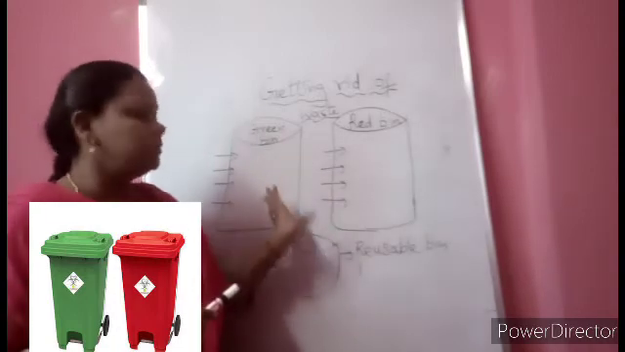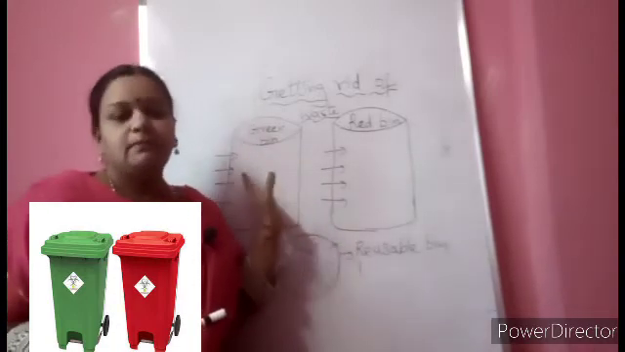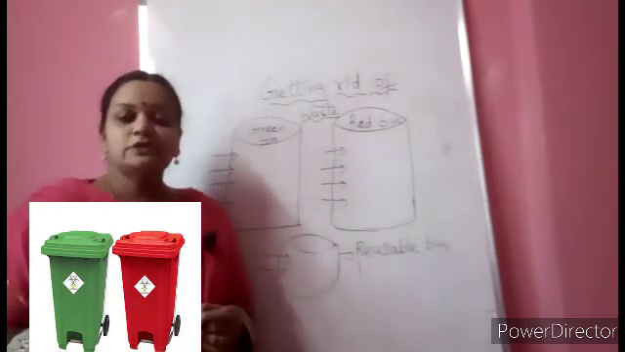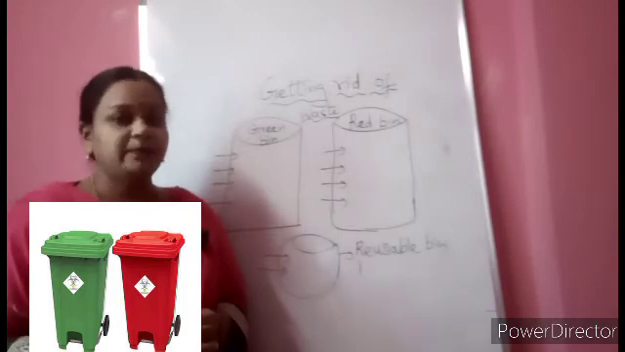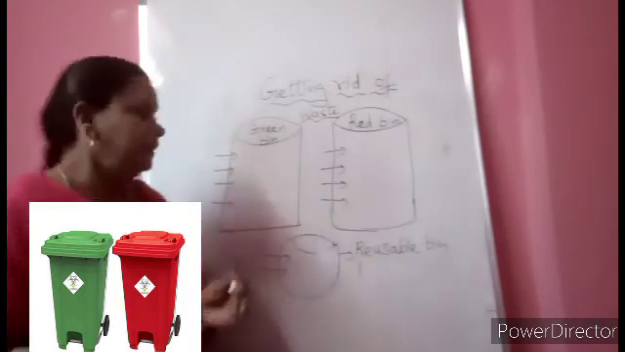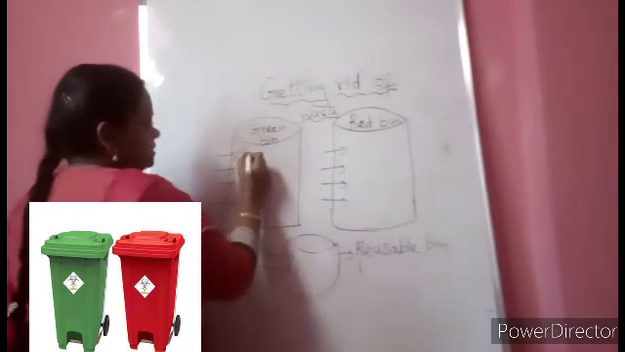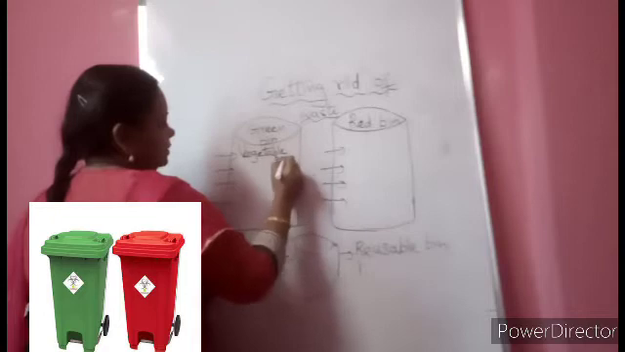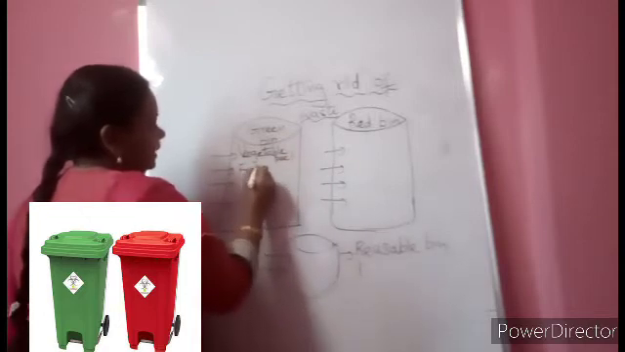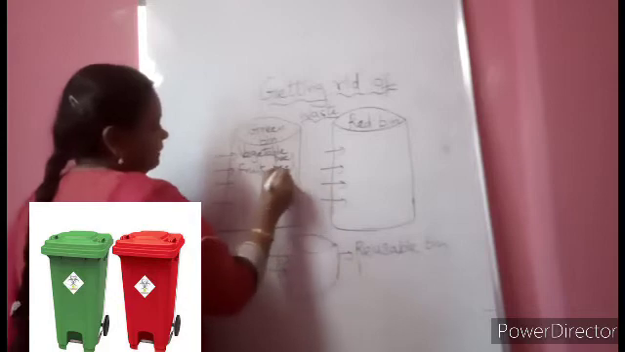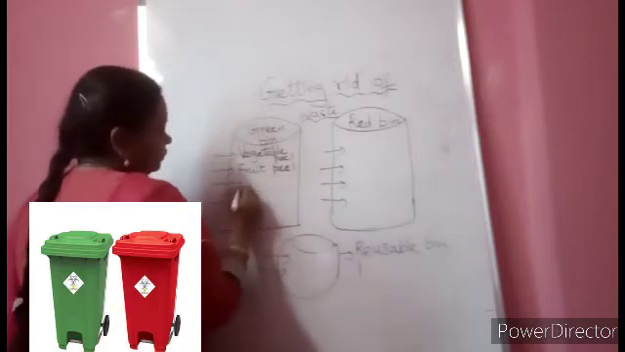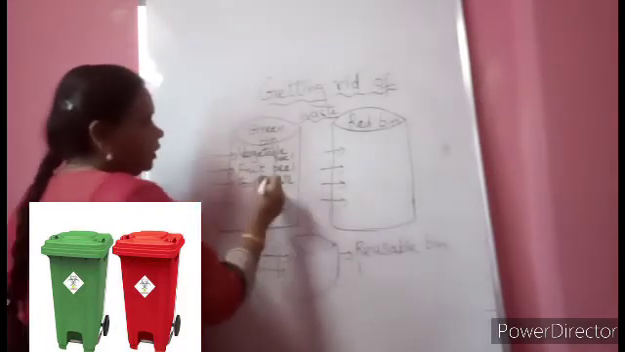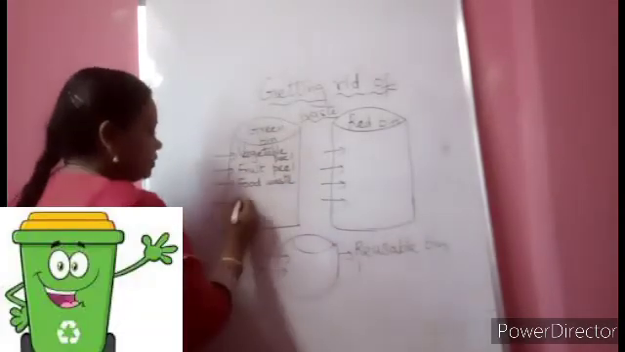So you will draw two bins and color the green bin with green and the red bin with red. The most important thing is not only coloring, we should know what should be kept in the green bin. In the green bin, the first thing is vegetable peel. Then the fruit peel. Then the food waste, whatever food we eat, any leftover food can also be kept in this. And also the dry leaves.